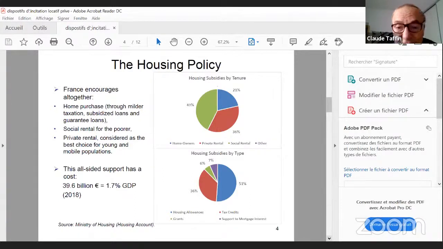You can see on the right that it's also rather balanced between the three tenures, and that private rental has a large part of the support. This support, as we will see, is mostly in the form of housing allowances, which are for all poor tenants, even in the social and in the private stock. And there is an important tax credit part, which is mostly for the private rental sector.